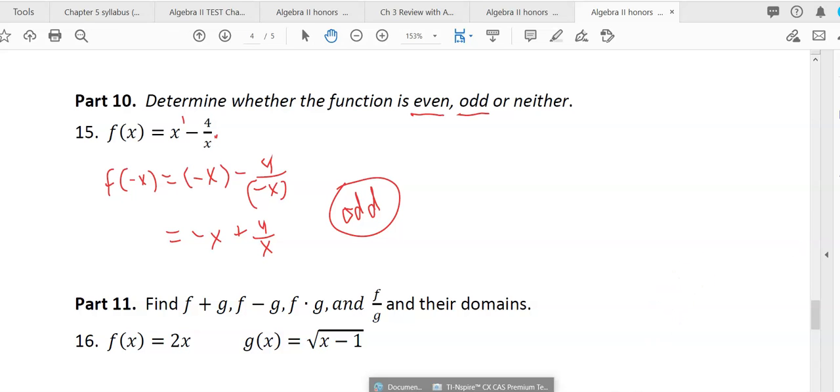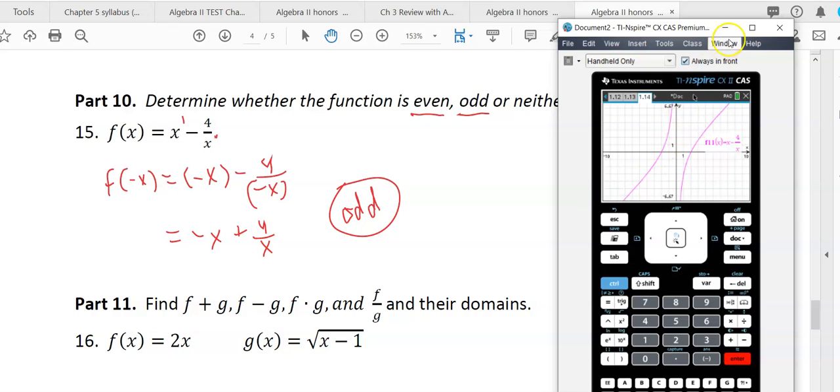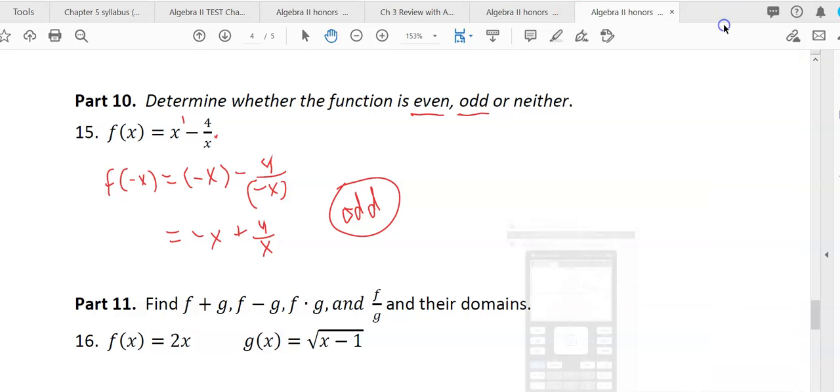Let's kind of look at it. It's not part of what you'd be asked to do. I just want to see the graph just to see if it does look odd. So x minus 4 over x. An odd function has symmetry with the origin, and it does look symmetrical with the origin. If you kind of twist that graph around 180 degrees, it looks like it would fall onto itself there. So I do think it is odd. Just wanted to see what the graph looks like. I had no idea what the graph looks like. It's a very weird looking graph. But again, if everything's the exact opposite sign, it's going to be odd. And it is.